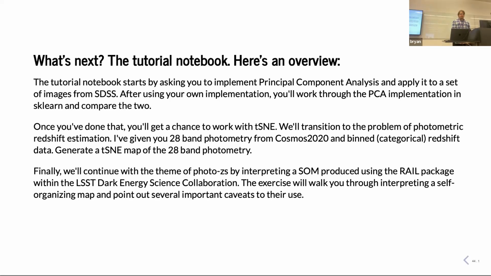And then the second part is I've given you 28-band COSMOS photometry, and I'd like you to build a t-SNE visualization of that 28-band COSMOS photometry. I've also given you some categorical variables, which are the redshifts of that data. So you should color the points in your t-SNE plane by redshift and see if you can use 28-band photometry to separate out redshifts in the two dimensions.